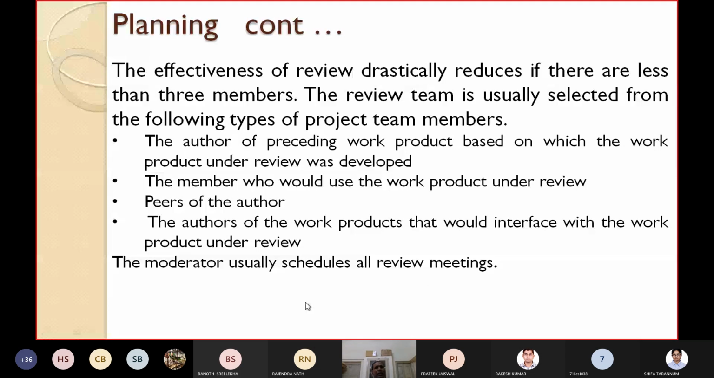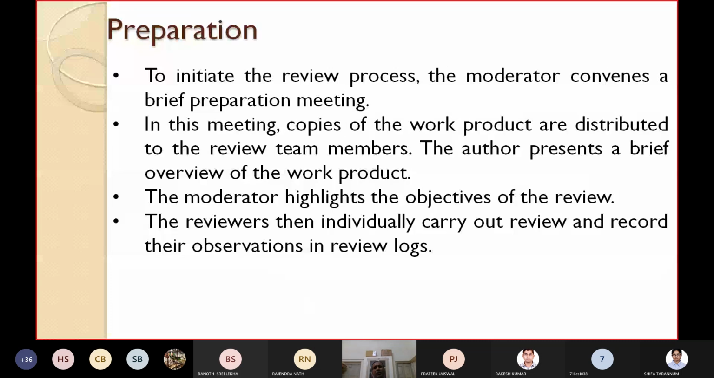So planning we have seen. Similarly, preparation is easy. Please read it yourself. That means to initiate the review process, the moderator convenes a brief preparation meeting. So before the actual review meeting, a brief preparation meeting is convened by the moderator. Okay, these things are easy.